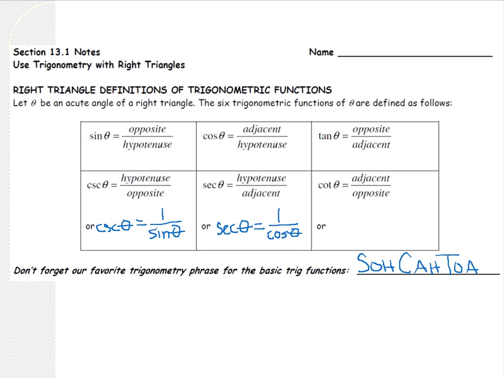Then our last one here, COT, is cotangent. So cotangent is adjacent over opposite, and that's the reciprocal of the tangent. Tangent was opposite over adjacent. So we can also say that cotangent of theta equals 1 over the tangent of theta. I'm going to write these words down here just so you see how they're spelled, so you can get used to it. So cosecant, secant, and cotangent. That's what these stand for.